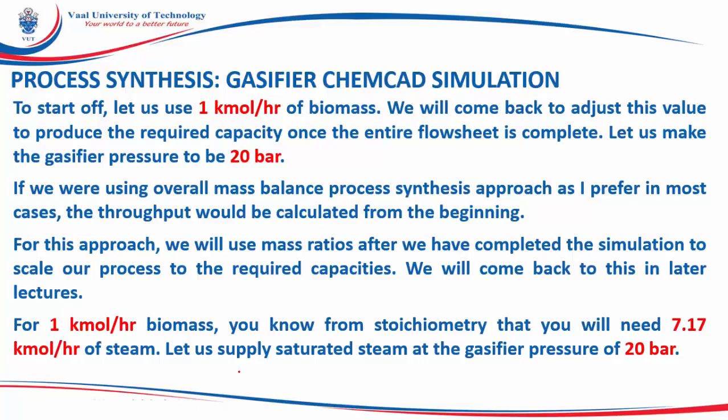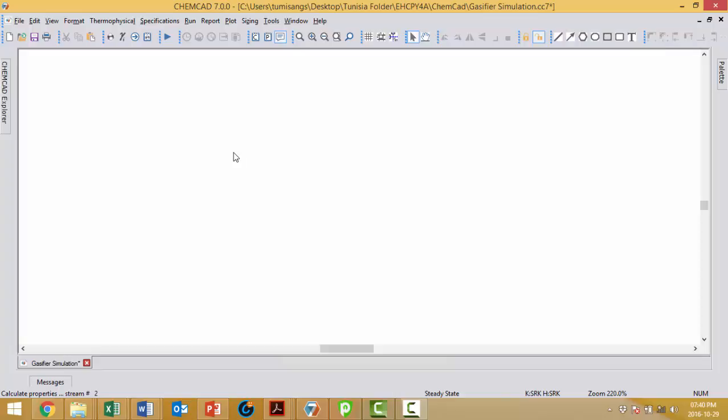For 1 kilomole of biomass, you know from the stoichiometry that we will need 7.17 kilomole per hour of steam. Let us supply the saturated steam at the gasifier pressure of 20 bar. So we are supplying saturated steam, which we can calculate the temperature of from Chemcad, or we can read it off from the steam tables. Okay, let us start with the simulation of the gasifier.